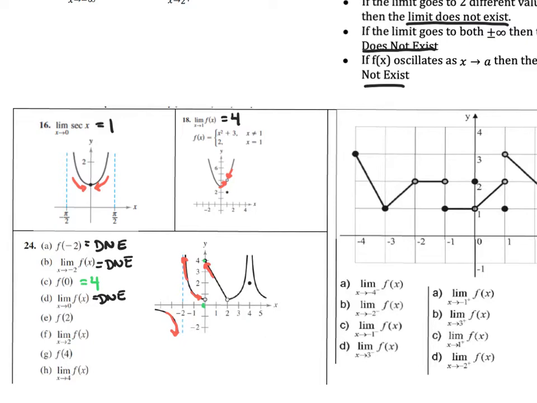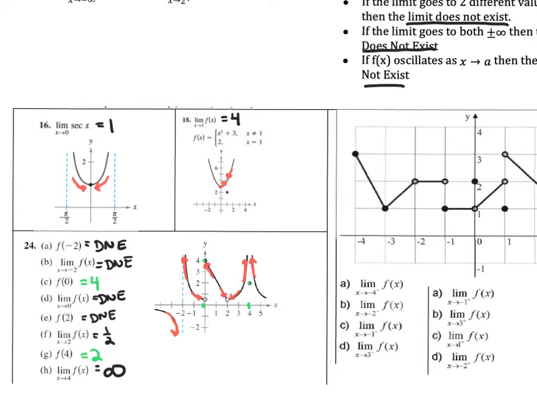F of 2 does not exist because there's a hole there. But if we look at the limit from the left and from the right, they're approaching the same y value, which is equal to 1/2. F of 4 is right here, so it's equal to 2. And the limit as x approaches 4 from the left and from the right are both approaching positive infinity.